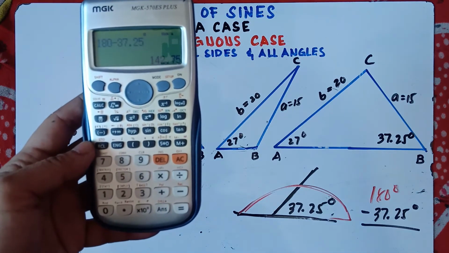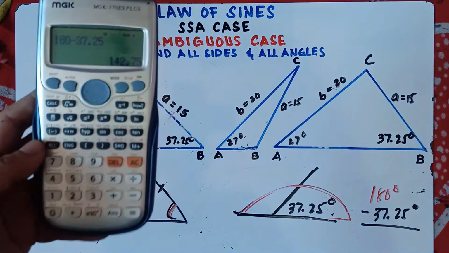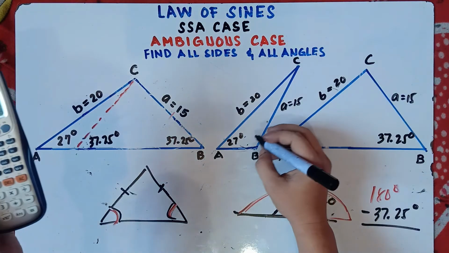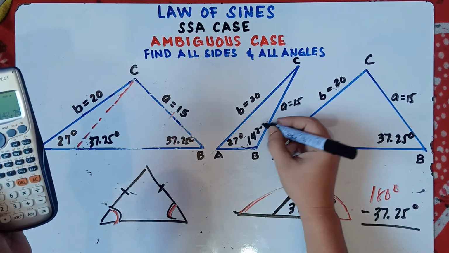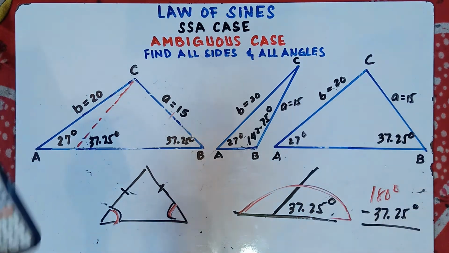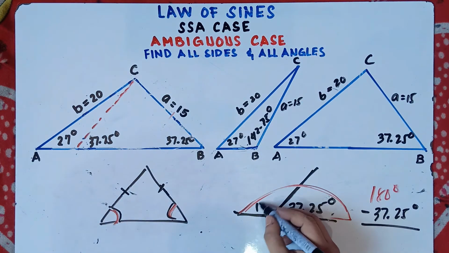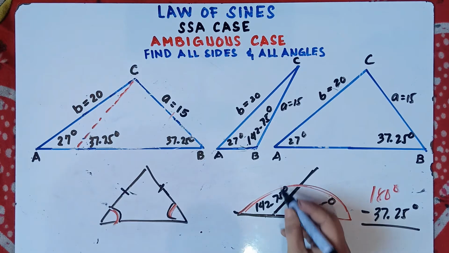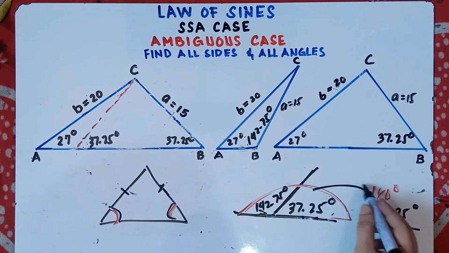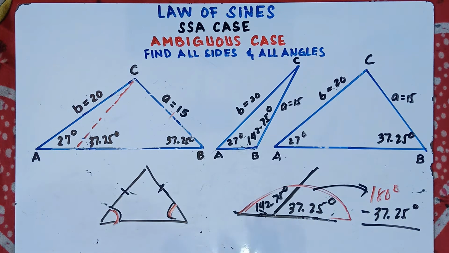So you will have 142.75. So therefore, angle B is 142.75 degrees. Once again, this angle right here, this angle B, is 142.75 degrees. Because if you add this up, this will be equal to 180 degrees. Just always remember that one, class.